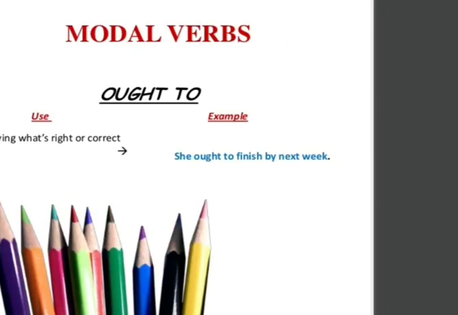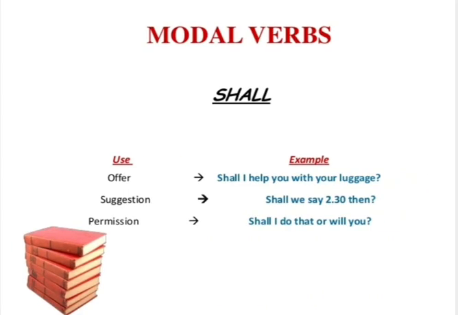We use ought to. Shall. Shall is used to offer. Shall I help you with your luggage? So here we are offering help. We use shall to offer something. Shall I help you with your luggage? Suggestion: Shall we say 2:30 then? So here we are giving a suggestion, we are fixing some meeting time. Permission: Shall I do that or will you? Shall we dance? So again it is asking permission.